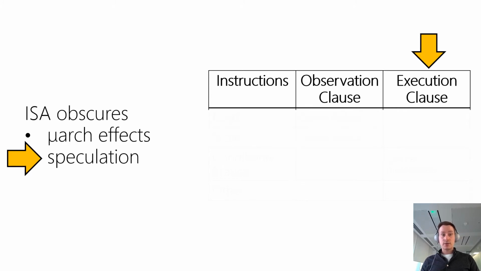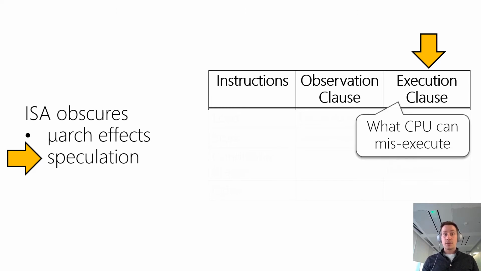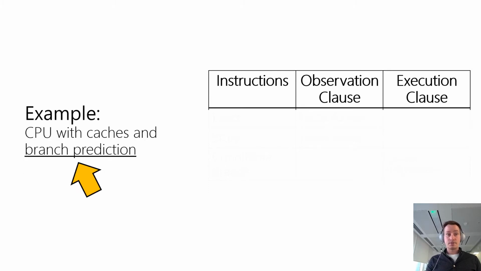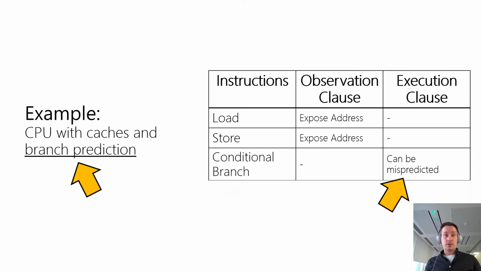Now, the execution clause describes what kind of speculation we should expect on the given CPU. This is the description of how the CPU can incorrectly execute the program. For example, if our CPU also has branch prediction, then the execution clause for conditional branches will say that any of them can be mispredicted. Note that we are not describing the actual mechanism of prediction here. We just say that any conditional branch in a program can be mispredicted. That's all the specification that we have.